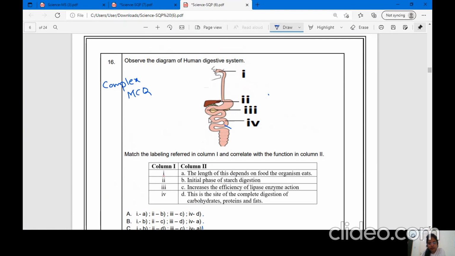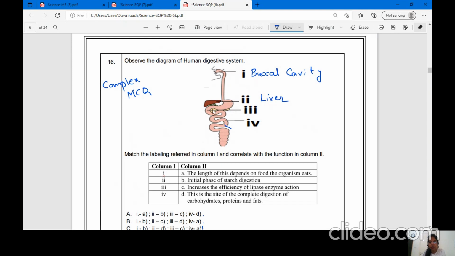Now this is digestive system, looks a little funny. Let's identify the parts 1, 2, 3 and 4. First part is buccal cavity, mouth cavity. Second is liver.